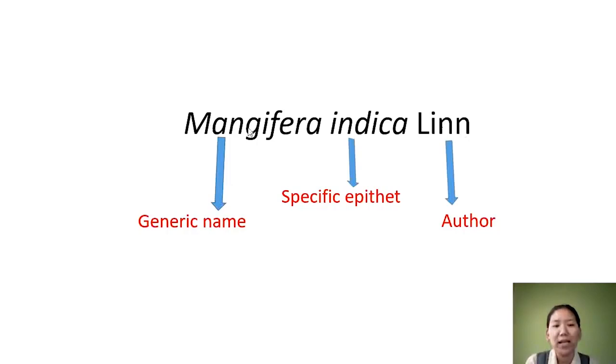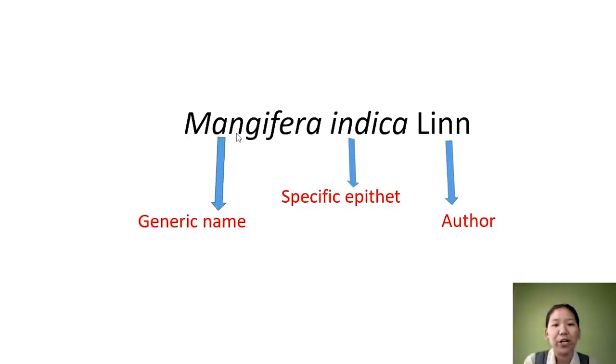The italics, or the underlined words, indicate that these are Latin words. All the scientific names must be in the Latin language. So to indicate that it is Latin, it is printed either in italics or it must be underlined separately.